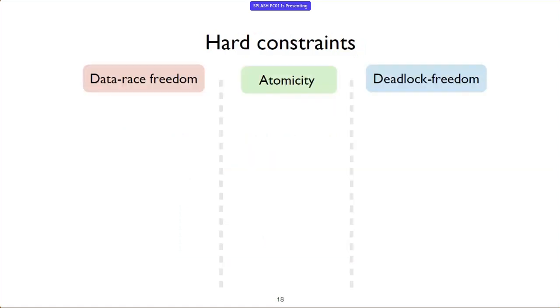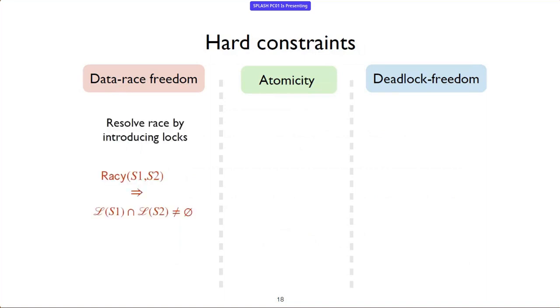Okay, so now we've introduced our Boolean variables. Next, let's talk about our hard constraints. So as I mentioned earlier, our hard constraints are going to correspond to our correctness requirements. And we're going to have one class of hard constraints for each of our requirements, namely data race freedom, atomicity, and deadlock freedom.